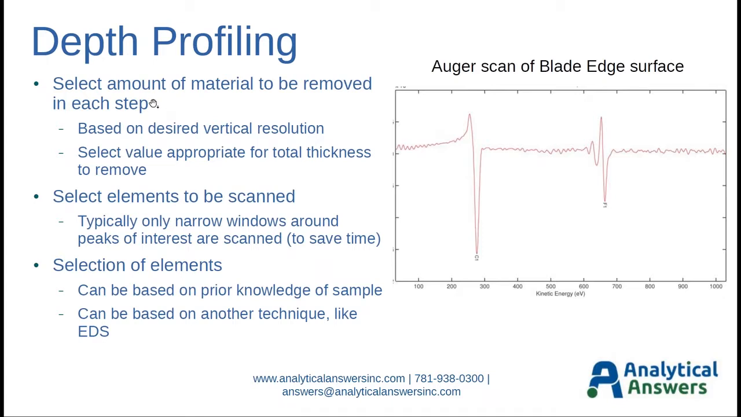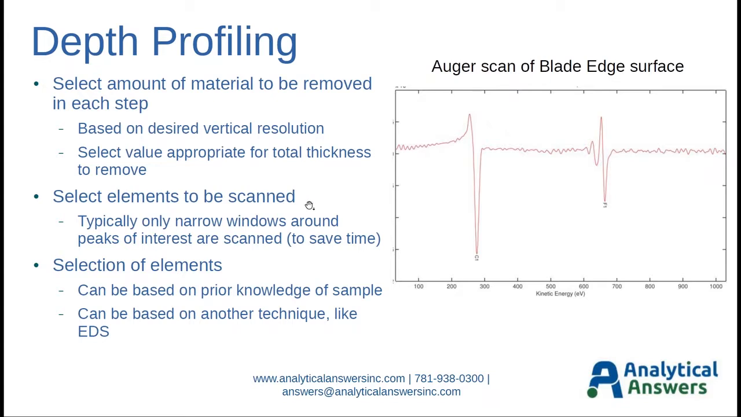So when you set up a depth profile, you select the amount of material to be removed in each slice, each layer that you peel off the sample. And basically you pick a desired vertical resolution by setting a slice of either a tenth of a minute or a few tenths of a minute of sputter time per slice. And you have to select a value that's appropriate to the total thickness you're trying to get through, and also not to have too many slices that you can't get through the entire stack in a reasonable amount of time. And so you have to balance infinite resolution with infinite time.